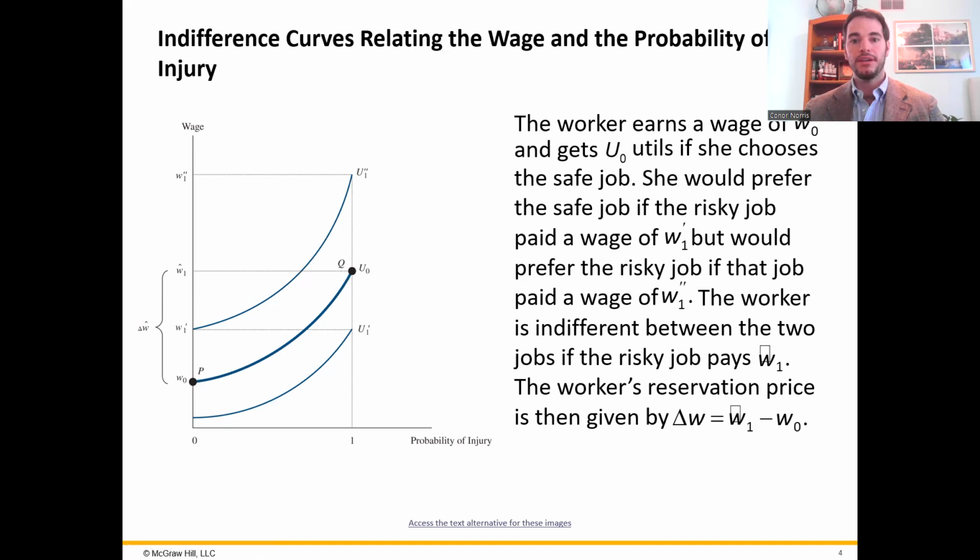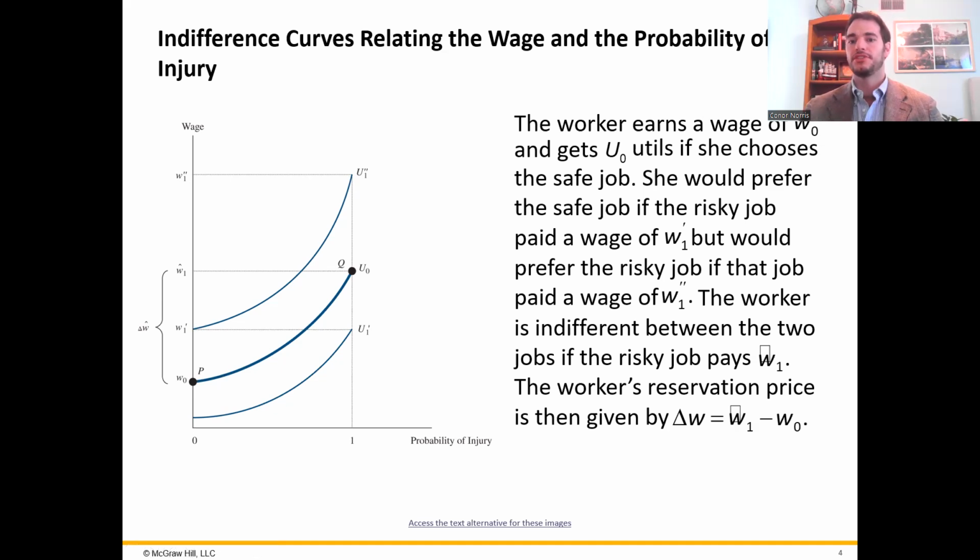Now we have 3 different indifference curves on this graph. So this gives us a good chance to show that it's possible for the worker to increase their utility. So if they move from this indifference curve here to this indifference curve up here, to the U prime 1, they would prefer either the safe job at this higher wage than before, or the riskier job at this much higher wage than either before.